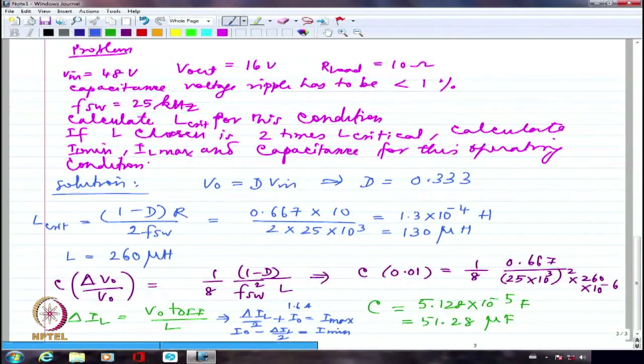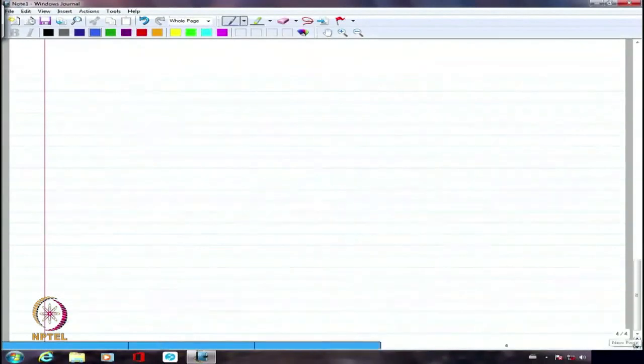Okay? So now please use these values. Try to simulate your buck converter and see the waveforms of different components, voltages and currents.